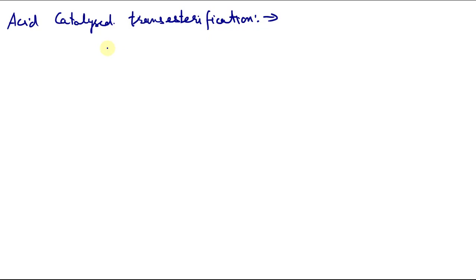Now let us write the mechanism for acid catalyzed transesterification. Again we have two similar steps here. The attack of the nucleophile will be catalyzed by addition of acid. So we can say this reaction is divided into two halves. The first part is acid catalyzed addition of nucleophile.